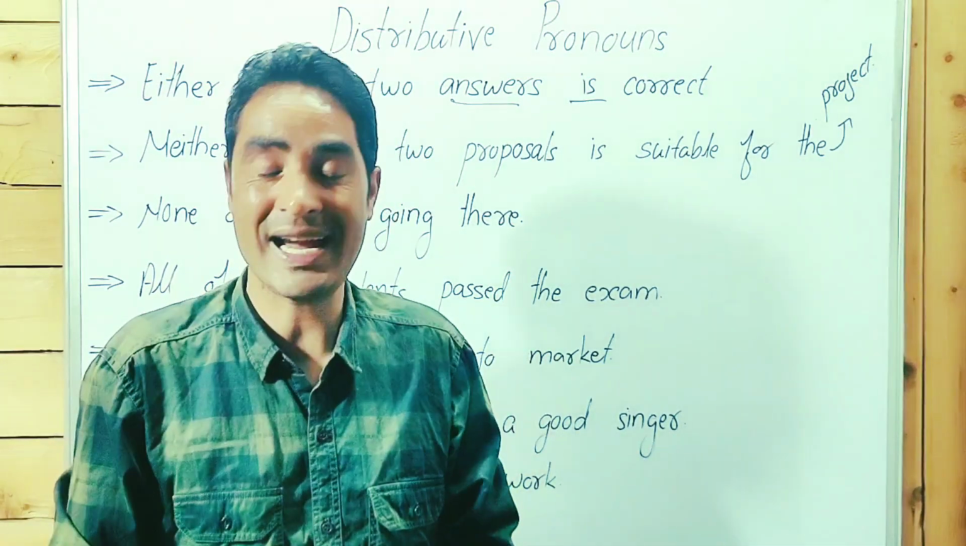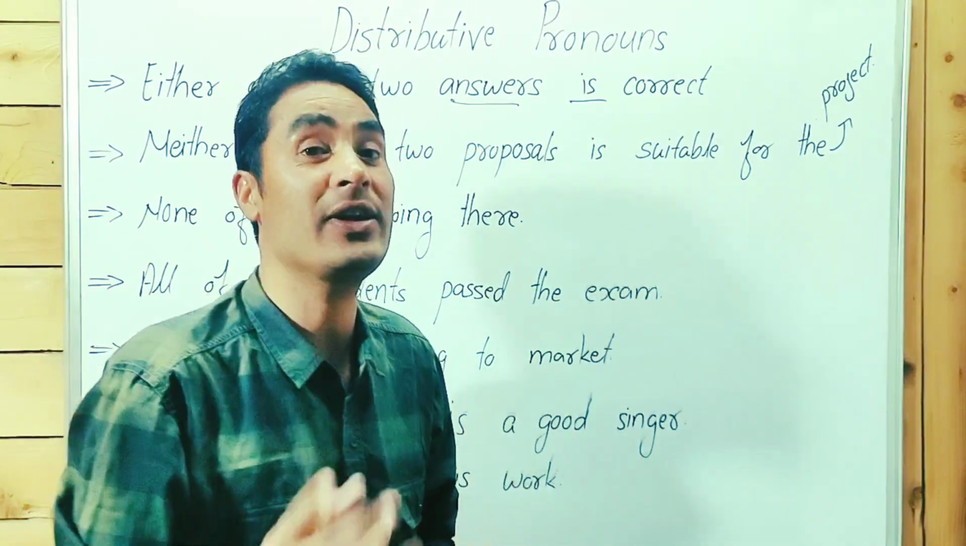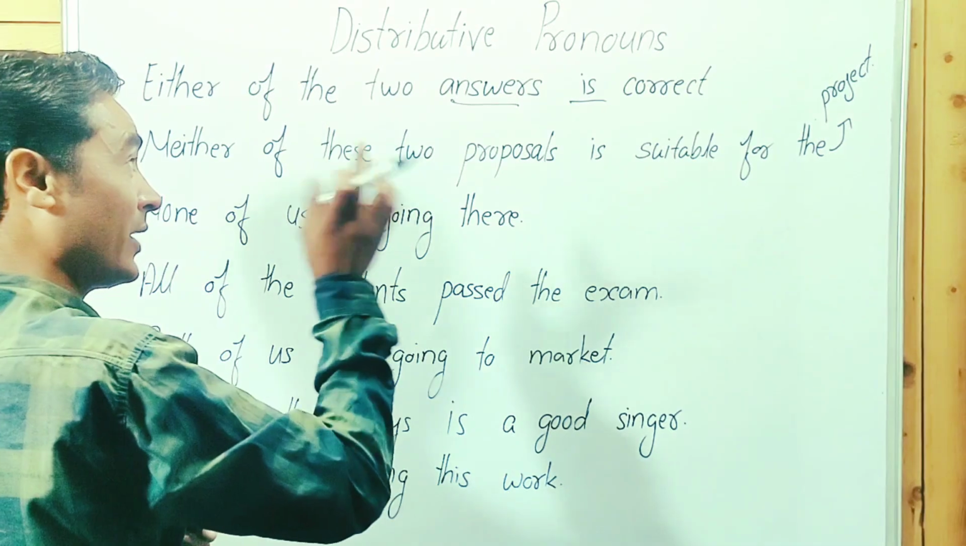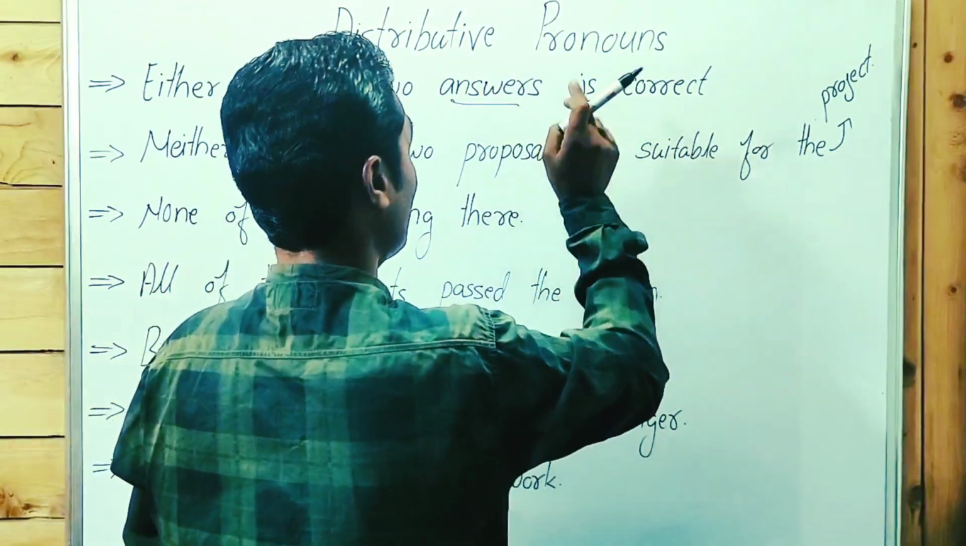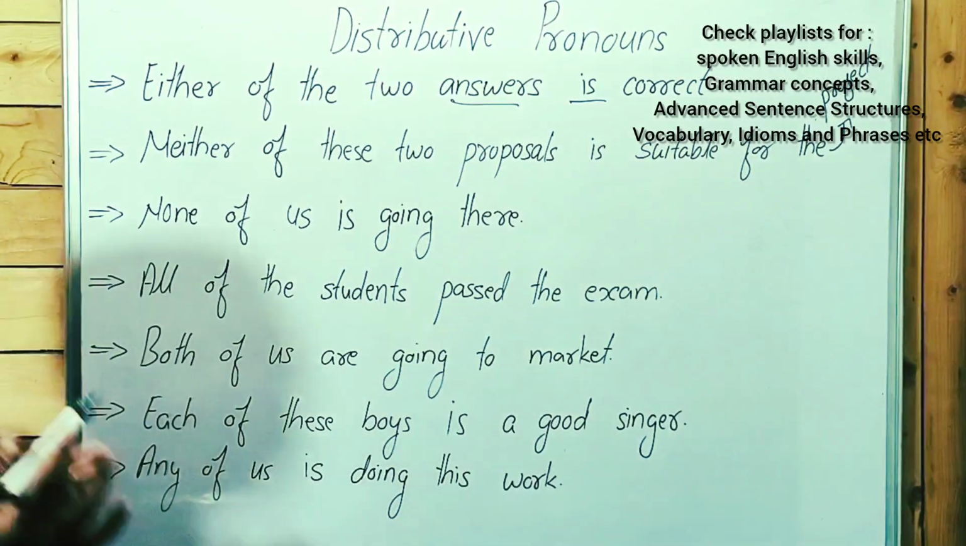For 2 or more objects or people, we use a plural verb. For 1, we use a singular verb. In this case the verb is singular, which is correct. Either of the two answers is correct.